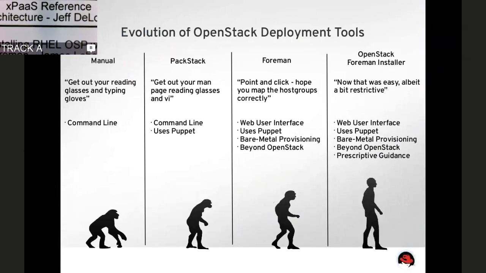So finally, what we're going to dive into today is this OpenStack Foreman installer. The term I use here is, well, that was easy, right? Albeit it is a bit restrictive. We have a prescriptive guidance that we're giving with the OpenStack Foreman installer, but at this point it locks you into a specific architecture that you can deploy. And we'll talk about the roadmap in the future and how we hope to change that. Any questions so far? I'll take them as we go. I hope this is useful for you guys.